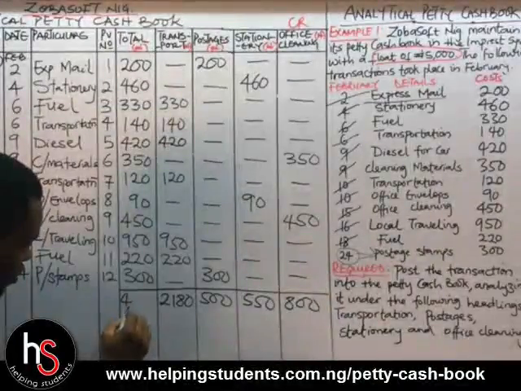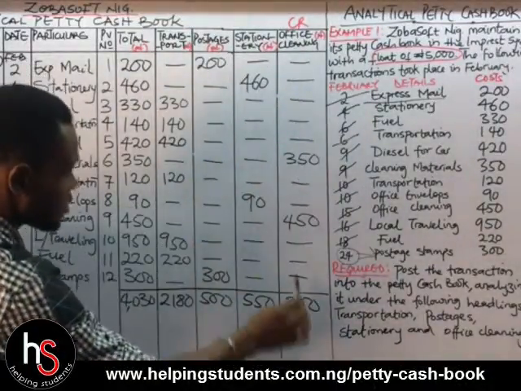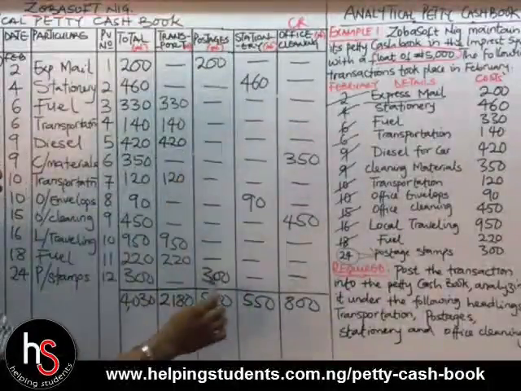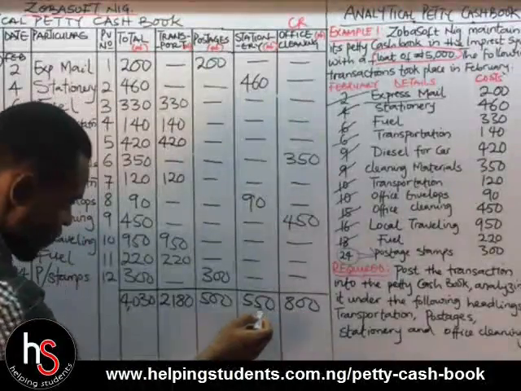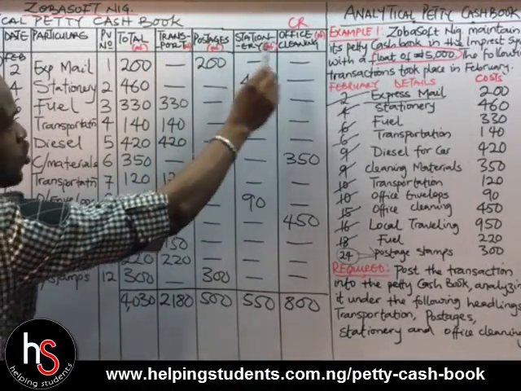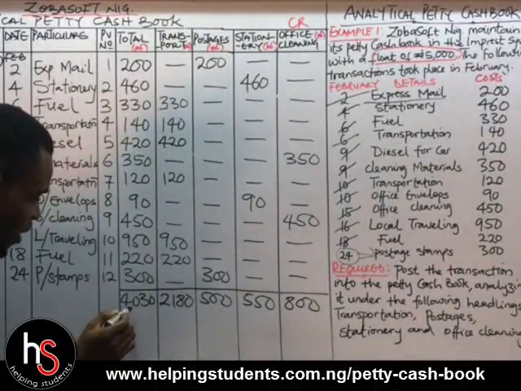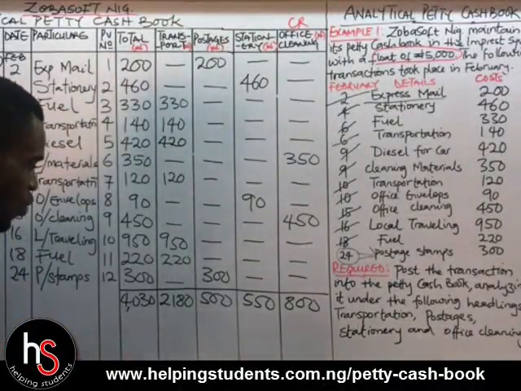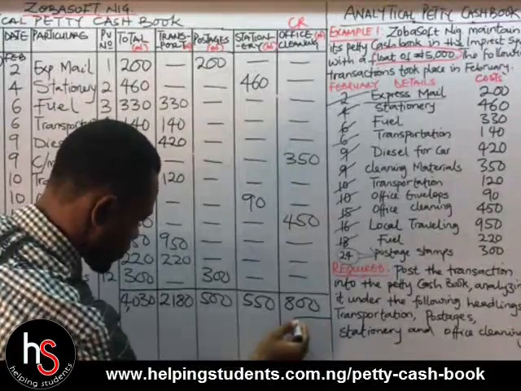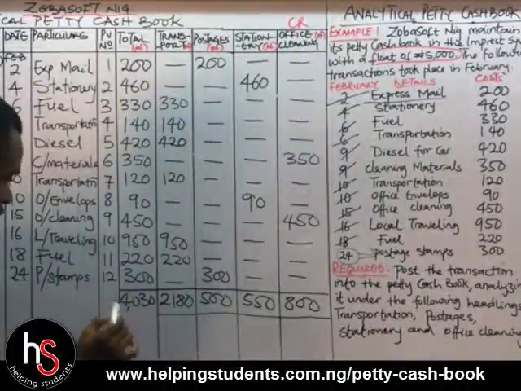So we have 4,030. Now, there is something you need to take note of. Remember the first thing we did? We got the total of this section, and so on and so forth until we get to the final total. Now, everything we have here, starting from the transportation to the office cleaning, once you sum this value, it must give you the same value which we have here. If it doesn't give you the same value, then you've made a mistake somewhere. So, let us go again. Everything here must give us this value.